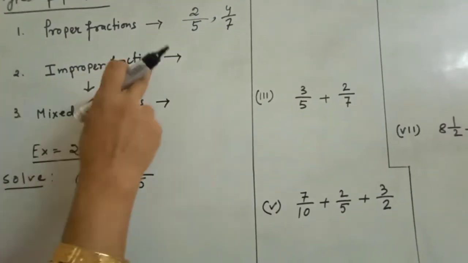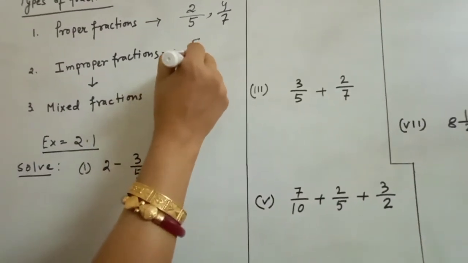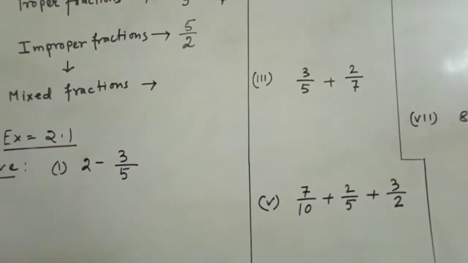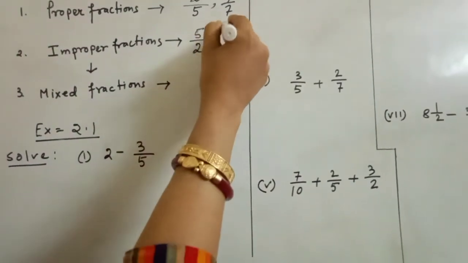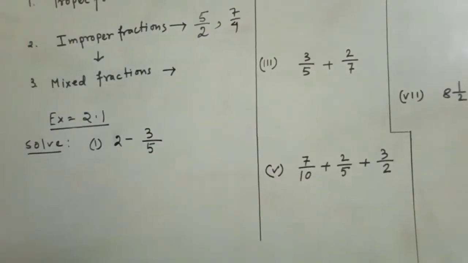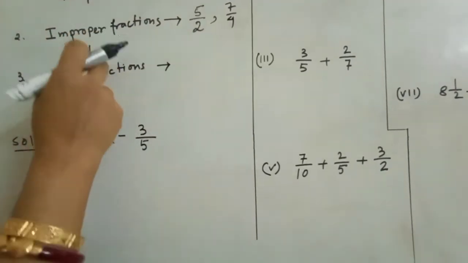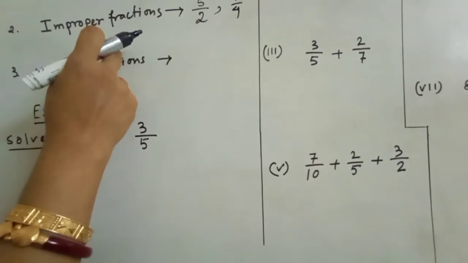For an improper fraction, just the opposite of it. The denominator is less than the numerator. So the denominator is smaller. In the same way, 7 by 4 is an example of an improper fraction. Now the last one is mixed fraction, which is the next part of improper fraction.